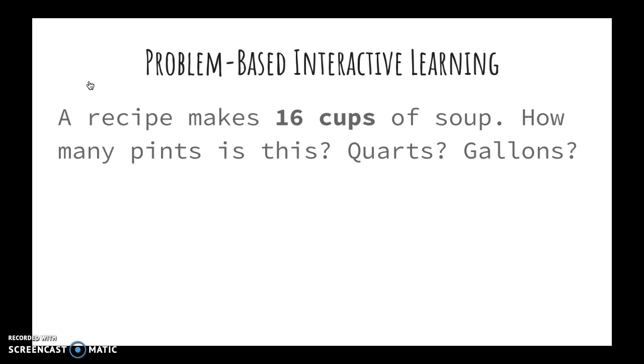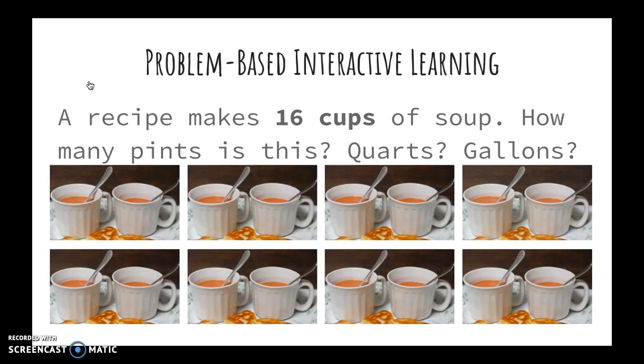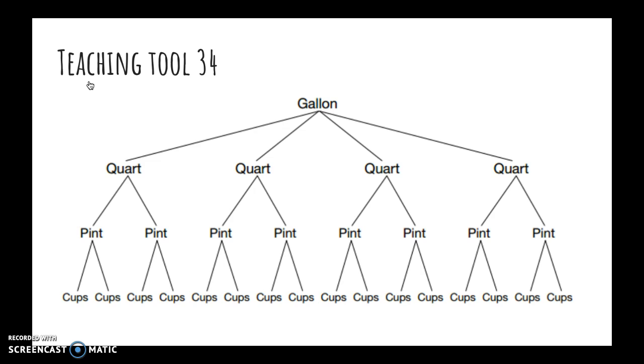So for our first PIBL, or problem-based interactive learning problem, I'm going to have you try this out. A recipe makes 16 cups of soup. How many pints is this? Quarts, gallons. So we have our 16 cups of soup, and I want you to try to convert them into pints, quarts, and gallons. I will give you a teaching tool.